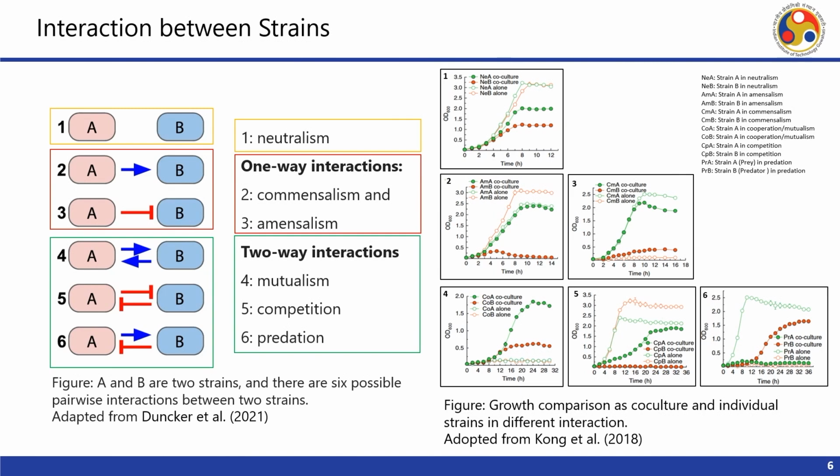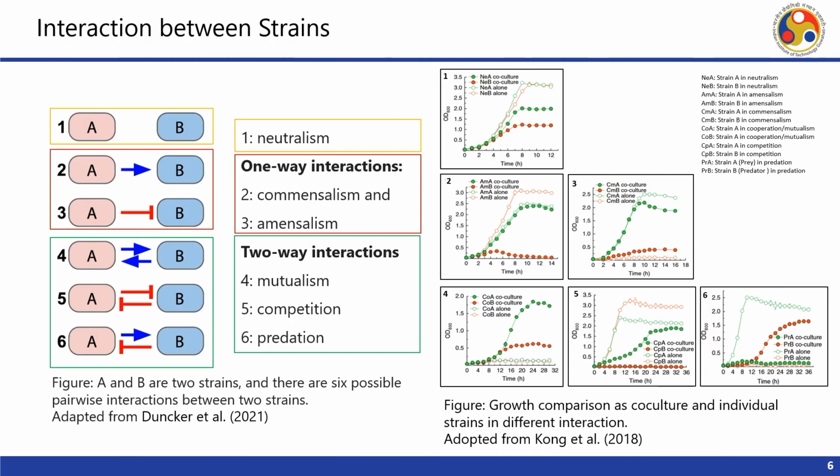So, once we constitute these microbial consortia, or we put two microbes of different species or different strains together, what could be the interactions between these two entities? So, number one, there may be no interaction between them that we call as neutralism. Then there may be one-way interactions where A impacts B, okay, that is a commensalism, and it may also lead to amensalism.